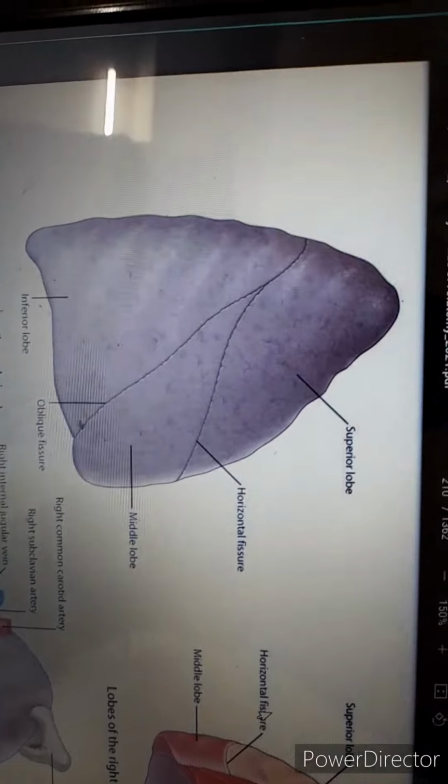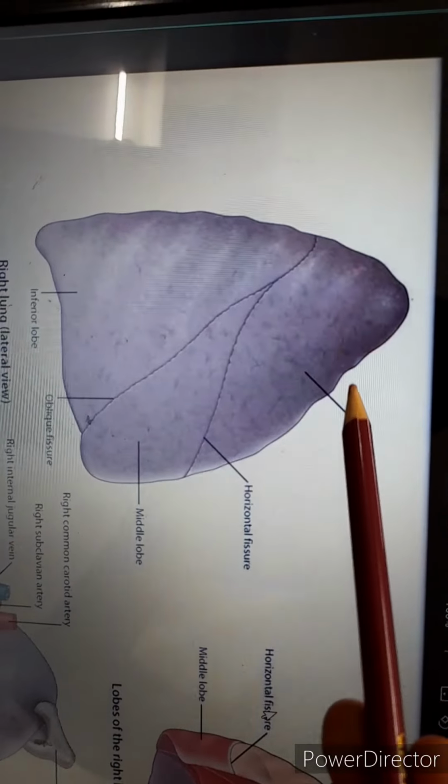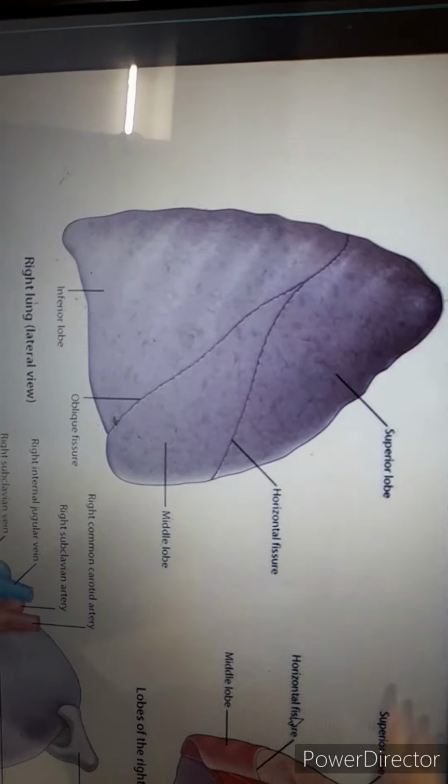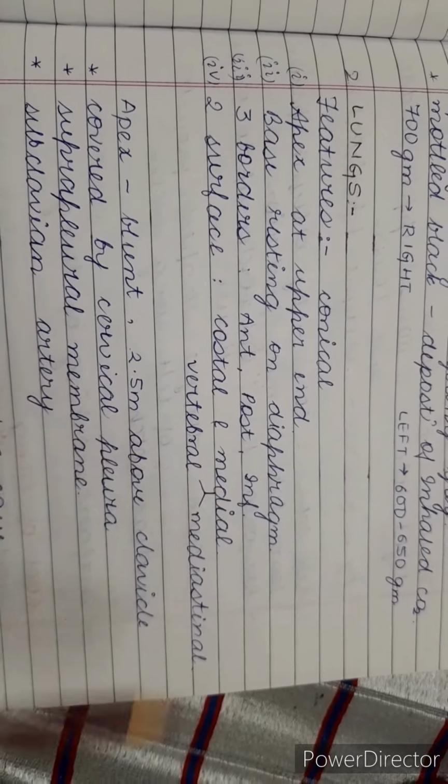Some of the features of lungs are, it is conical in shape, its apex is 2.5 centimeter above clavicle. The base rests on the diaphragm. It has two surfaces, costal and mediastinal, and three borders, anterior, posterior and inferior.